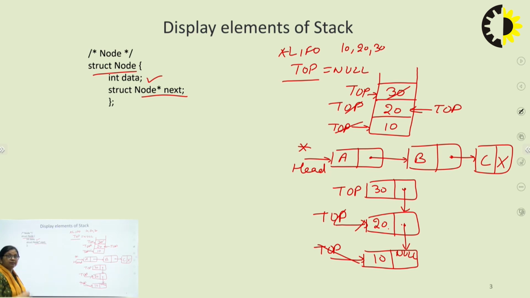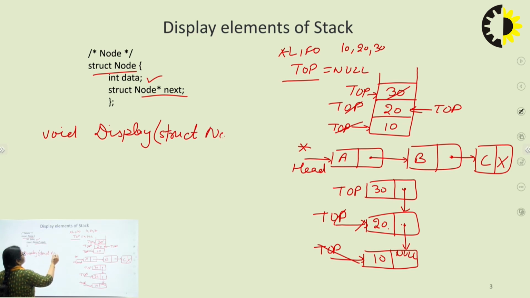Okay, now let us write the display function. Display will not return anything. So I am taking here display. What do I have to display? The stack. So what is the node type of the stack? That is struct node star top. We are writing a function to display the contents of the stack. Now what is the scenario? Either it will have some data or it will be empty. So let us check that case.